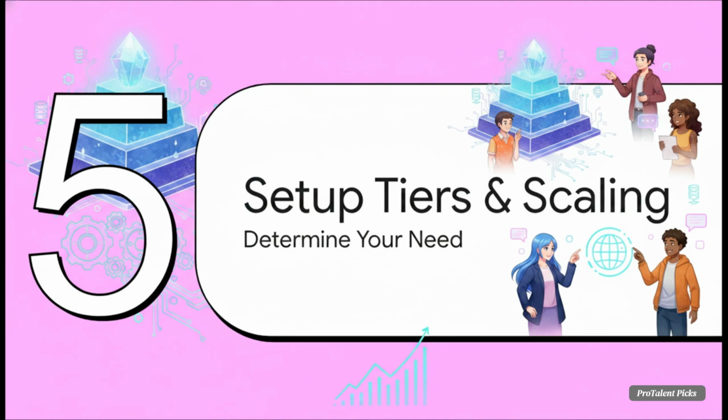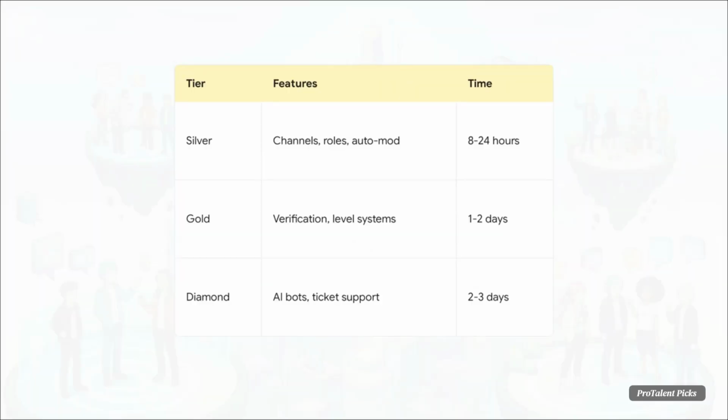Section 5, Setup Tiers and Scaling. Let's move to and see how this builds into a tiered framework that identifies exactly what level of setup your community needs right now. So the silver tier is your minimum viable professional setup. This includes custom channels, roles, auto-moderation, and giveaways. It realistically takes about 8 to 24 hours to configure properly.